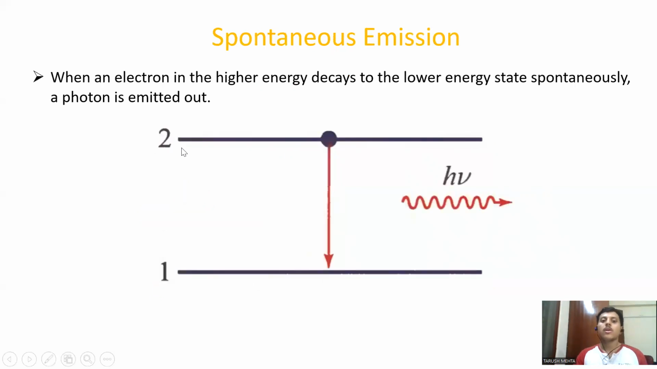Now the lifetime of an electron in a higher state is very short, and so it immediately falls back or decays to the lower state. And because of this decaying, a photon is spontaneously emitted. So this is basically called spontaneous emission.